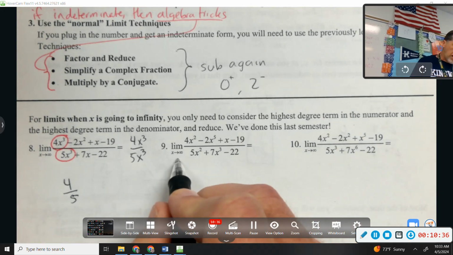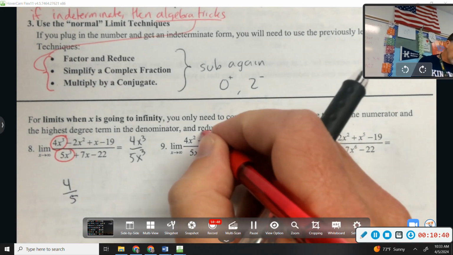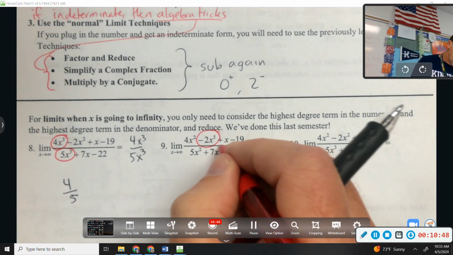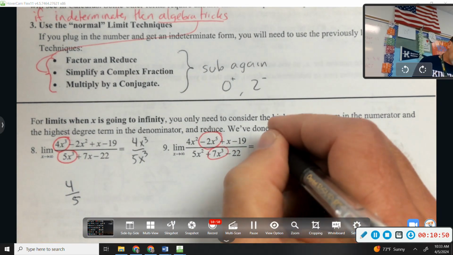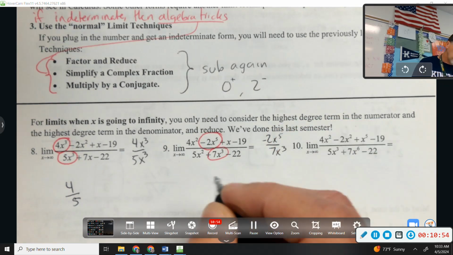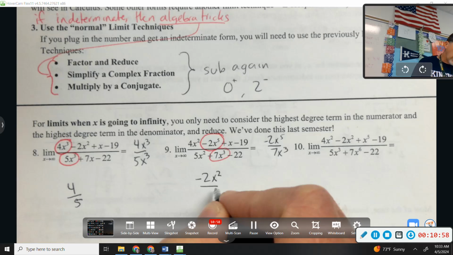Number 9. Sometimes we try to get tricky and don't put it in standard form, so be careful. Make sure you look at all the terms. Don't assume the first term is the biggest term. So negative 2x to the 5th over 7x cubed. That would reduce to negative 2x squared over 7.